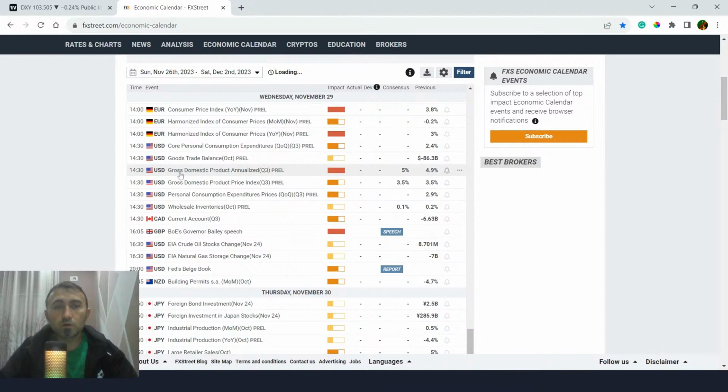And we have also GDP data from the US. This time, the gross domestic product annualized quarterly for the third quarter is expected. These are preliminary data. It is expected to go from 4.1 to 5% this time, and from 3.5 to 3.5 again. Considering that the US is reporting very good data most of the time, it is likely that we may have an increase in the GDP again.